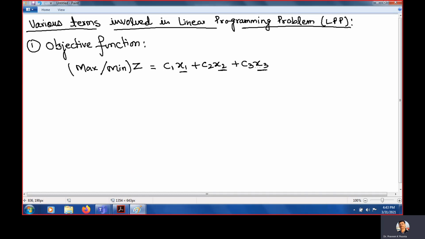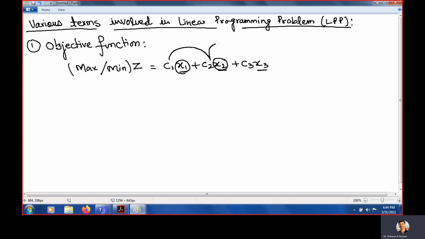In the laptop problem, we buy two types of laptops, A and B. So the number of A type laptops is denoted by X1. That is the first decision variable. And the number of B type laptops we buy is the second decision variable. And in the tailoring problem, the number of days we are allowing tailor A is X1, and the number of days we are allowing tailor B is X2. So these are the decision variables.